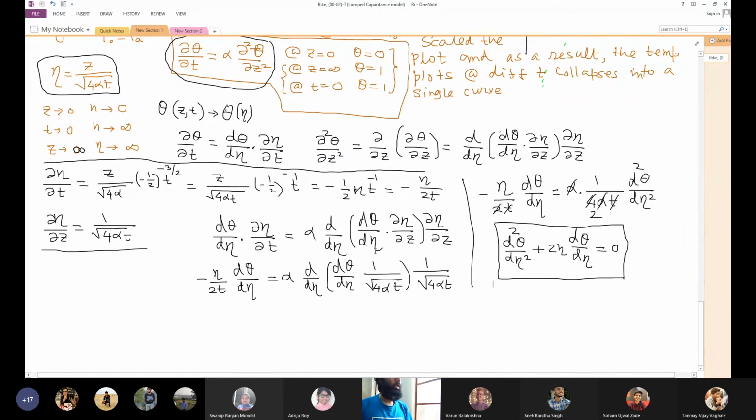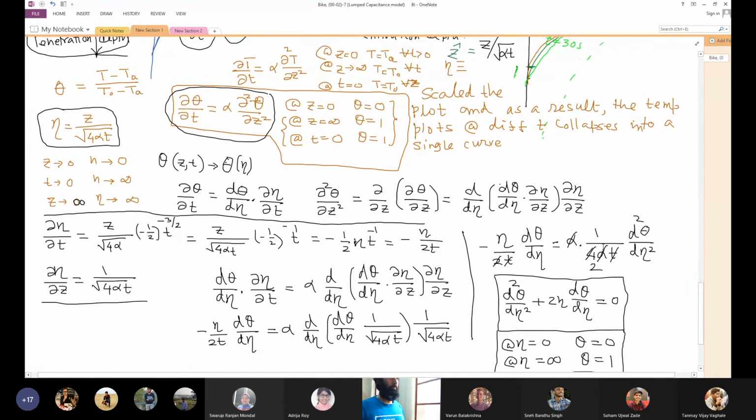Now we need to put the boundary conditions. You see that these boundary conditions actually collapse. So z equals 0 means eta equals 0, and at eta equals 0, theta equals 0. At eta equals infinity, theta equals 1. Alright. So this is the equation and boundary condition. Just carefully look at this. This algebra is a little bit tedious, but it's okay.